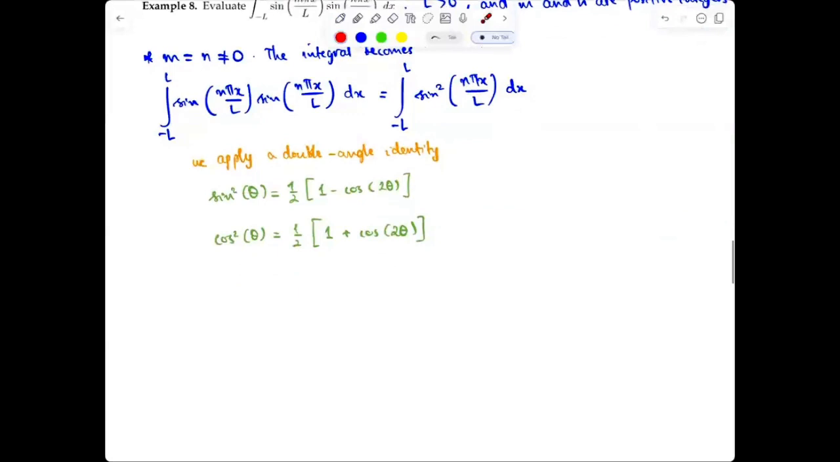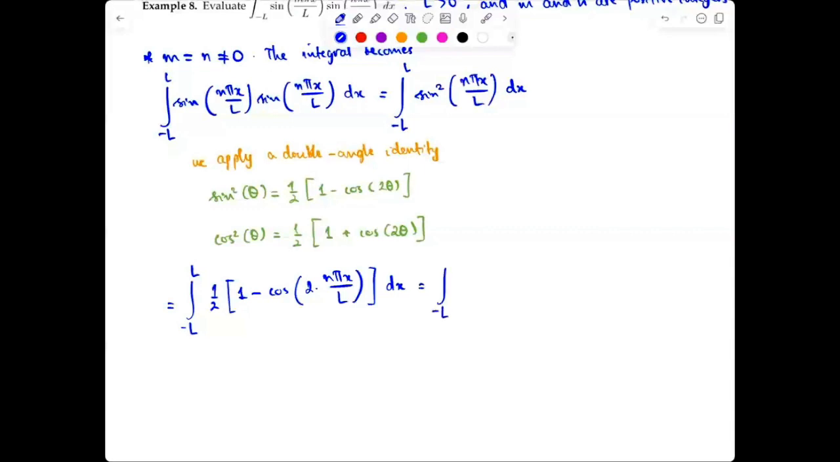So the integral now becomes the integral from negative L to L of 1/2 times 1 minus cosine of 2 times n pi x over L dx. Next, you can distribute 1/2 into the brackets and you get the integral from negative L to L of 1/2 minus 1/2 times cosine of 2 n pi x over L dx.